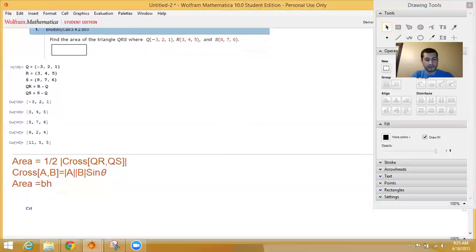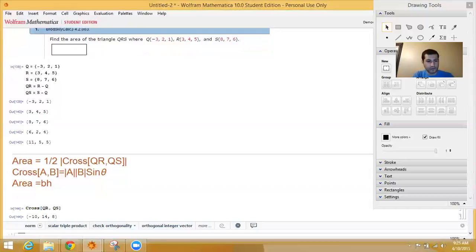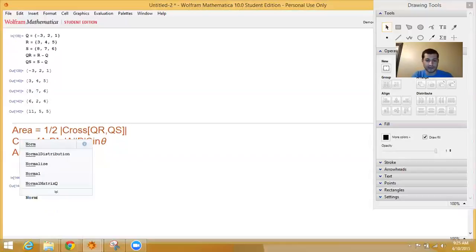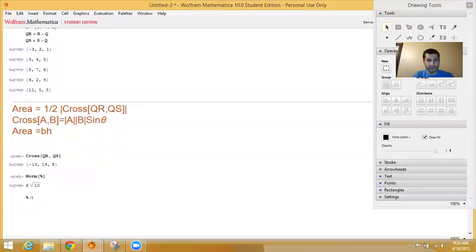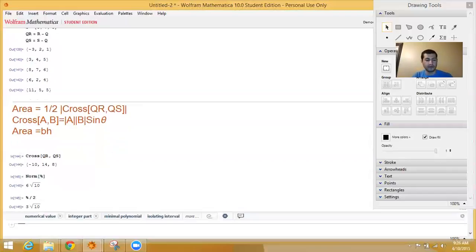So if we calculate the cross product of our 2 vectors, QR and QS, we're going to get a vector. So we take the magnitude of this vector, divide the result by 2. The area of the triangle is 3 root 10.